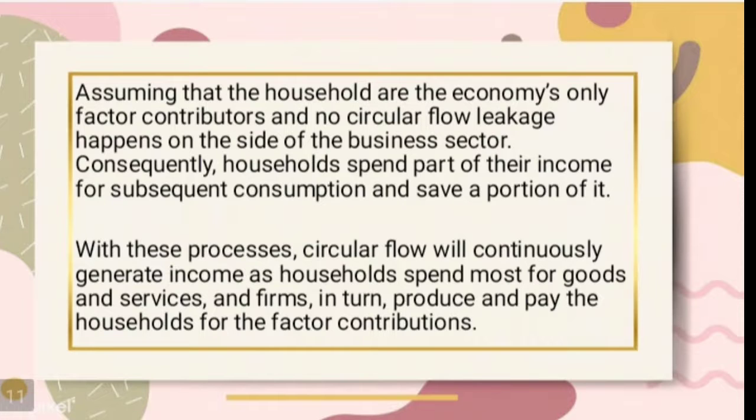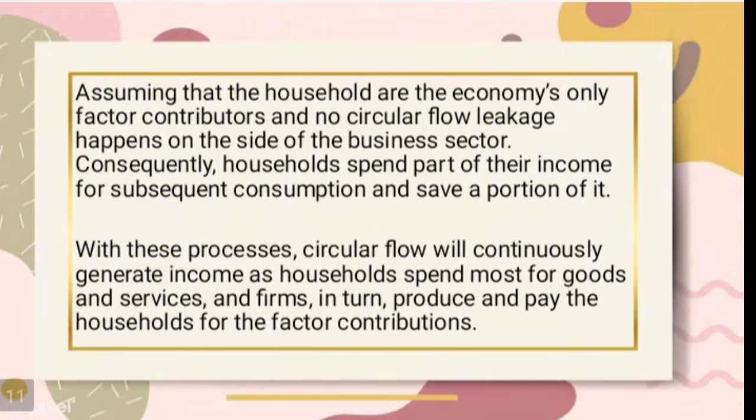Assuming that the households are the economy's only factor contributors and no circular flow leakage happens on the side of the business sector. Again, we assume that the households are the only economy's factor contributors and no circular flow leakage happens on the side of the business sector. Consequently, households spend part of their income for subsequent consumption and save a portion. As a result, the only leakage from the circular flow is personal saving.